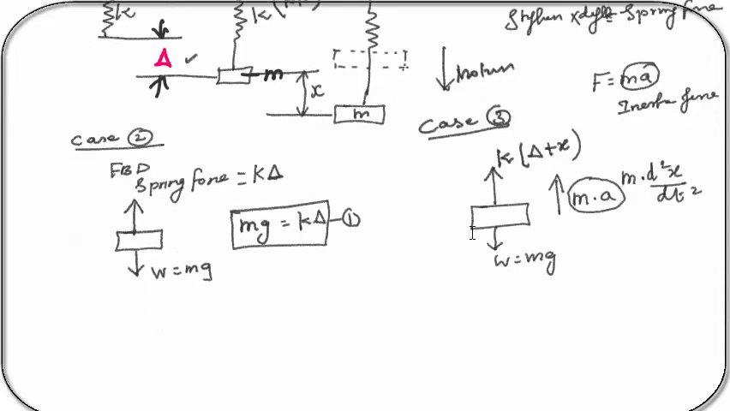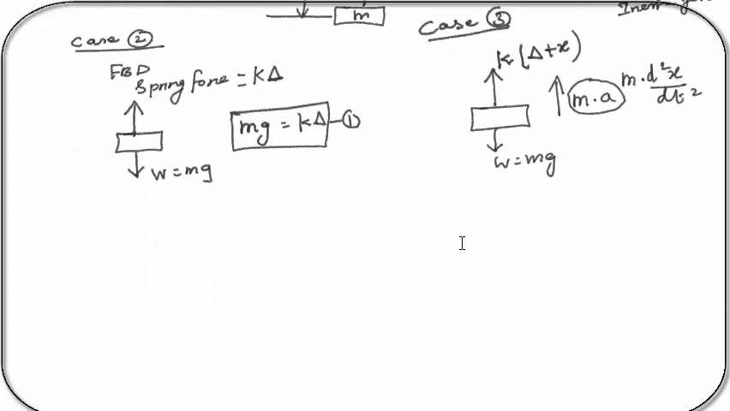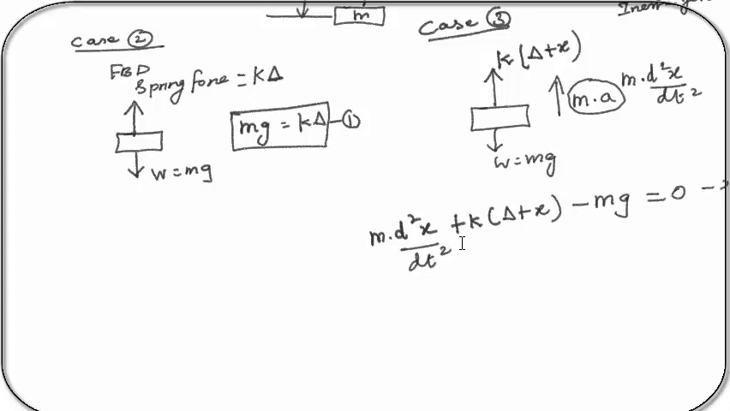Okay, so now we will write the equation. For this condition, the upward force, that is m d square x by dt square, plus k times del plus x. So I have included these two terms, and this one is minus, that is minus mg, is equal to 0. So this is equation number 2.